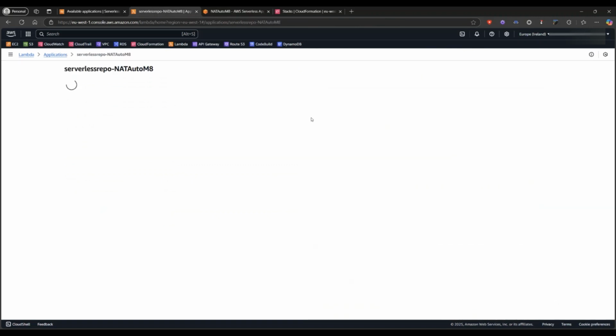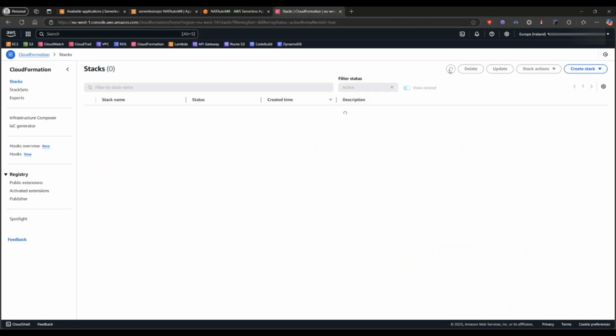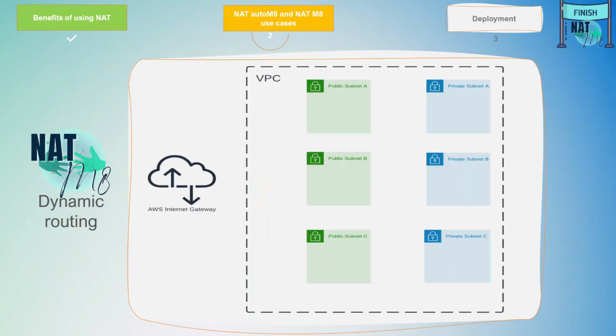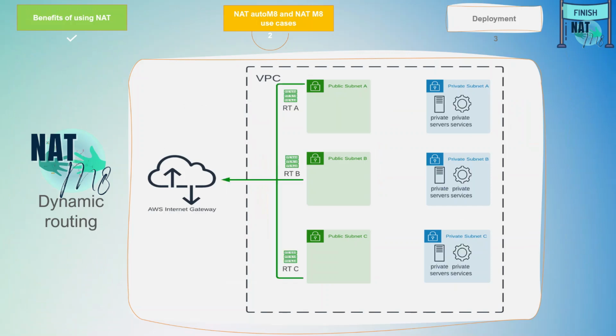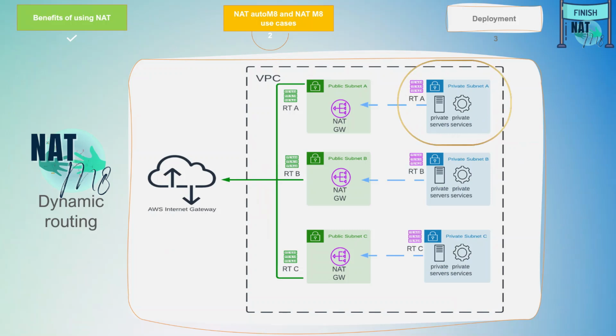This process will create CloudFormation stacks that include all necessary resources. While that's happening, let's chat about dynamic routing. You might be asking yourself, what is dynamic routing? Traditionally, networks use static routes. For instance, private subnet A points to NAT gateway in public subnet A, and so on.